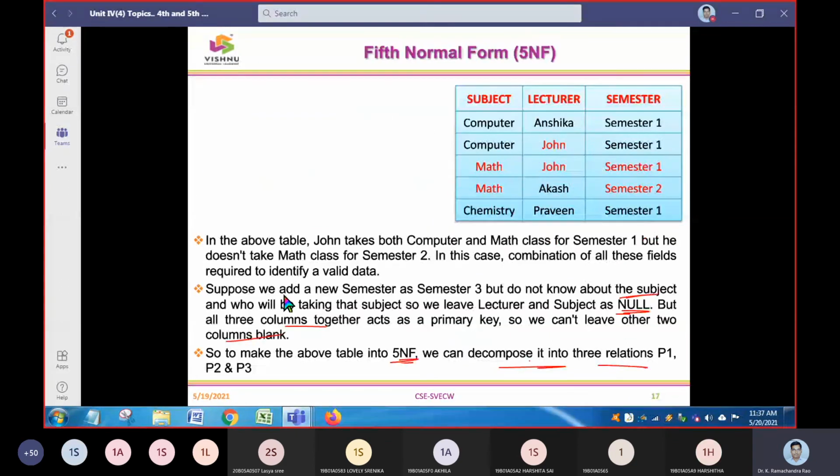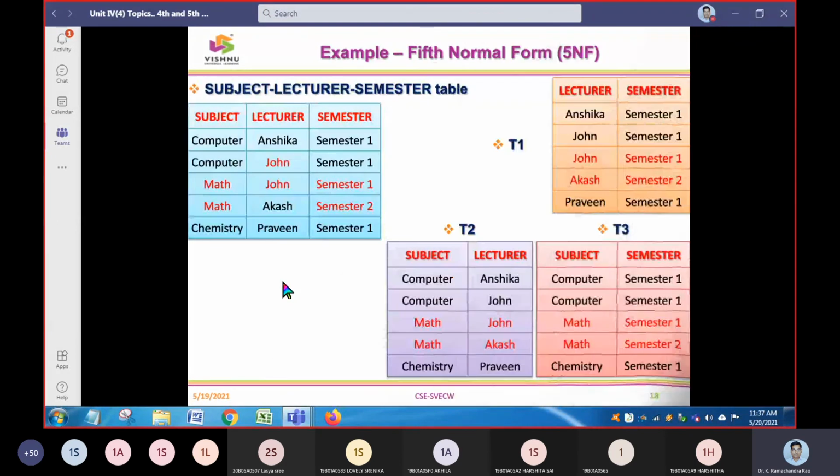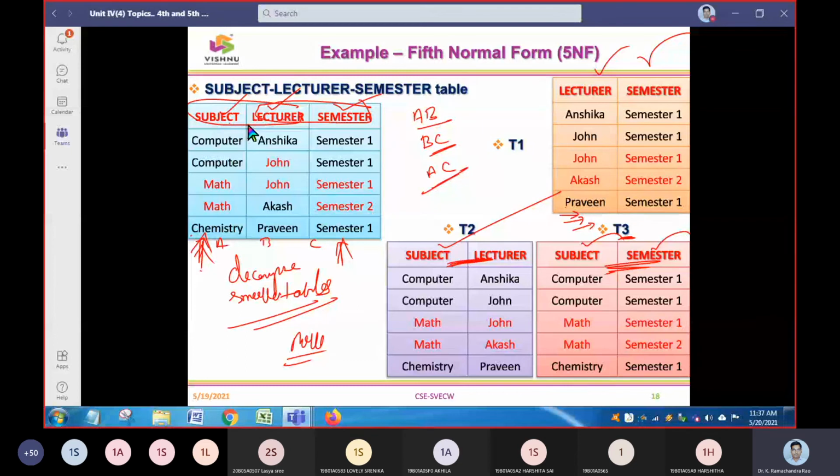The same concept we were just talking about was implemented in the form of tables here. We had a main root table: subject, lecturer and semester. Assume subject is field A, lecturer is field B, semester is field C. Now what did we make? We made a decomposition into smaller tables. Why? To eliminate join dependency, we put this in the fifth normal form. So in the fifth normal form, we eliminate the join dependencies.